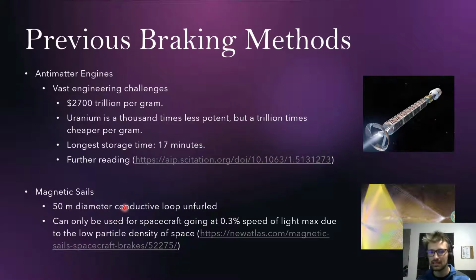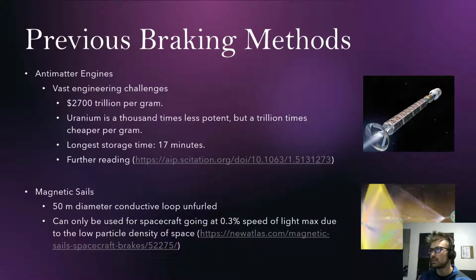Another method is magnetic sails. Basically, you have a conductive loop of a certain diameter that's unfurled. Space is actually not completely a vacuum. There are charged particles of hydrogen and various other dust that you can use to slow the craft down as you go through it. Of course, if you're going through another solar system, there's a solar wind that you can use with magnetic sails to slow it down.